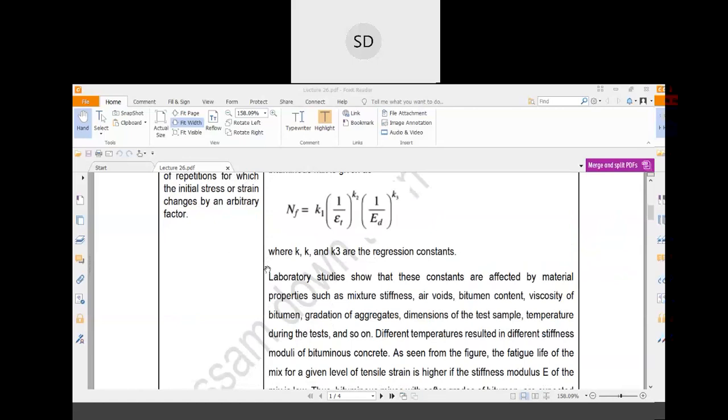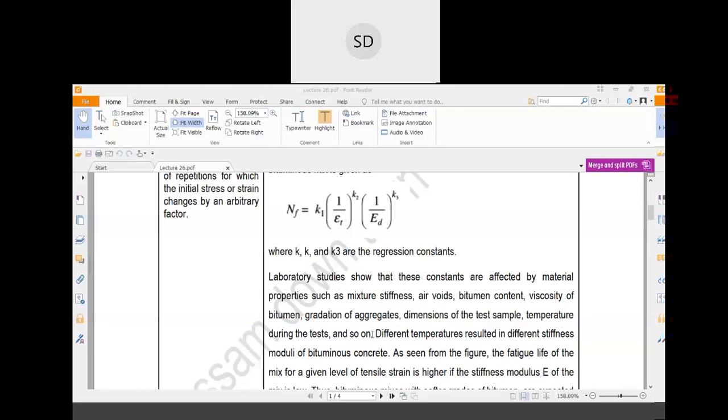Now, laboratory study shows that these constants are affected by material properties. There are different material properties, and based on these material properties, this constant value will change. These material properties are the stiffness of the mixture, where mixture means the bituminous material with the coarse aggregate and fine aggregate, air voids present in the mix, bitumen content, viscosity of the bitumen, gradation of the aggregate, dimension of the test sample, temperature during the test, and so on.